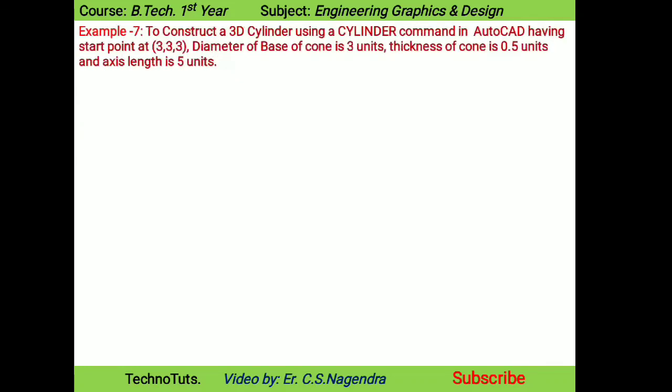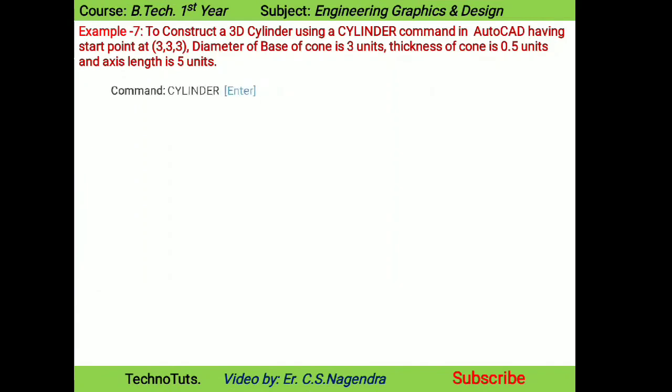Last problem, problem number 7. To construct a 3D cylinder using the cylinder command in AutoCAD having start point at 3, 3, and diameter of the base of the cylinder is 3 units. It is written cone here, but it is a cylinder. Thickness of cylinder is 0.5 units, and axis length is 5 units. Okay, let us solve the problem.